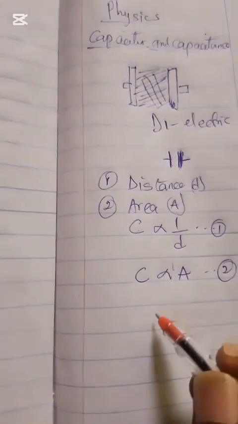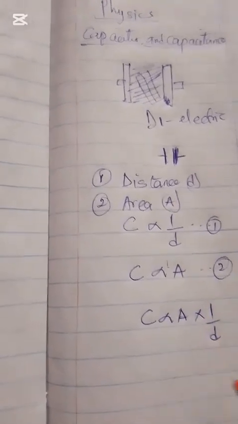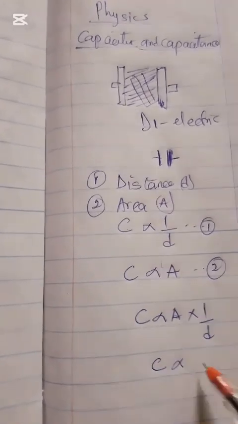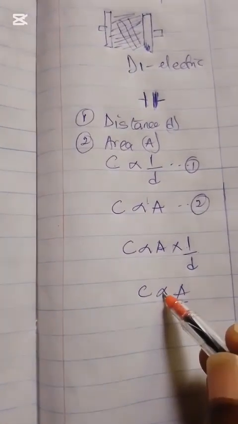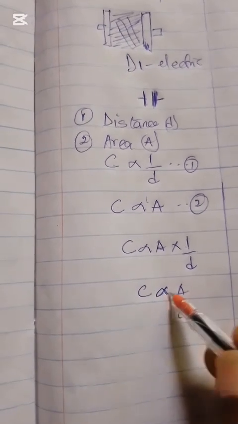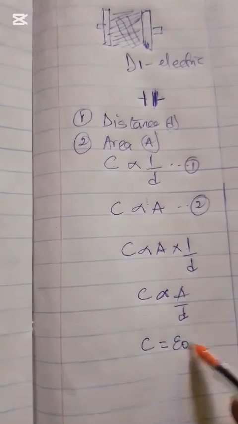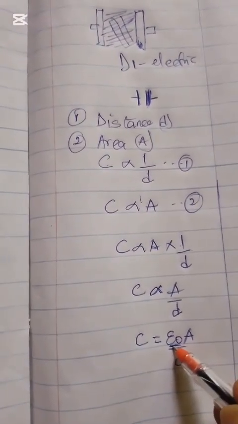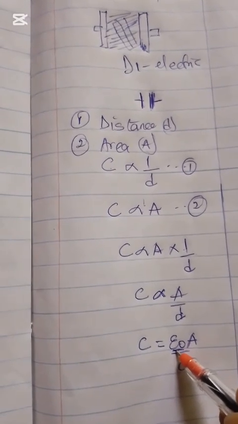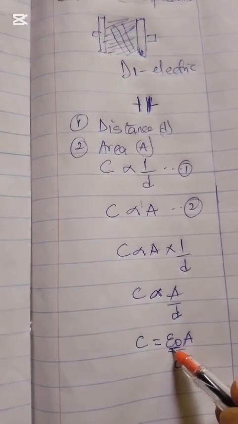So if I combine these two equations, we have C is proportional to A times 1 over D. So this times this will give us C proportional to A over D. If I remove the proportionality sign and introduce a constant, we are going to have C is equal to ε0A over D. Then this ε0 is known as the dielectric constant, or you can call it the permittivity of free space.